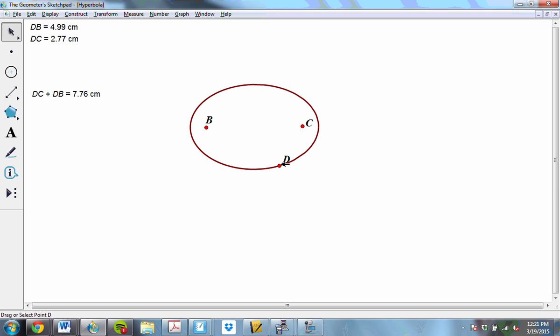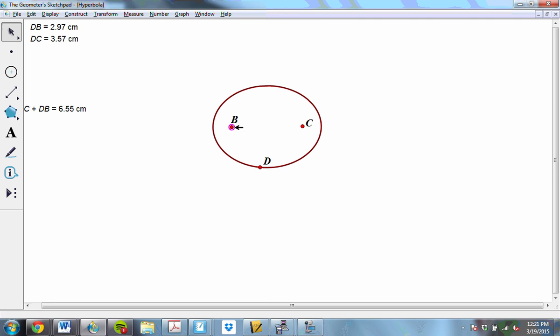You'll see as D moves in this direction, the length of CD will increase, but the length of DB will decrease. You can watch that over here. You can see one gets bigger, one gets smaller. And pretty soon, they switch. Now DB is going to increase and DC is going to decrease. But the point is the 2 of these lengths added up will always sum to the same distance. As D moves, that sum, 7.76, always stays the same.